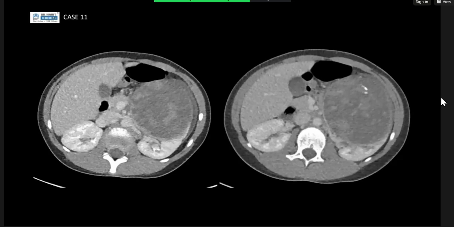My differential diagnosis here includes a neuroblastoma because of the calcification. Other differentials might be a solid pseudopapillary tumor of the tail of the pancreas. I have not been provided with any axial or coronal sections. I would like to see other sections.